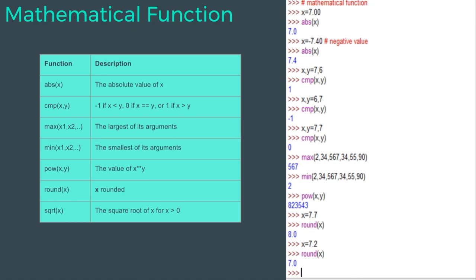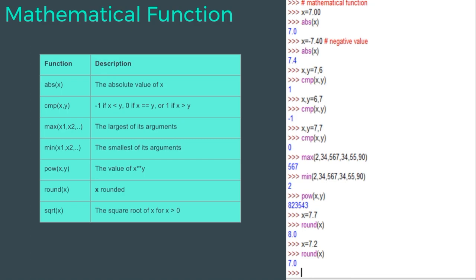If we take x, y is equal to 7, 7, means x and y both have the value 7. So now we compare x, y, so the answer will be 0 because here x is equal to y, means 7 is equal to 7, so the answer will be 0.